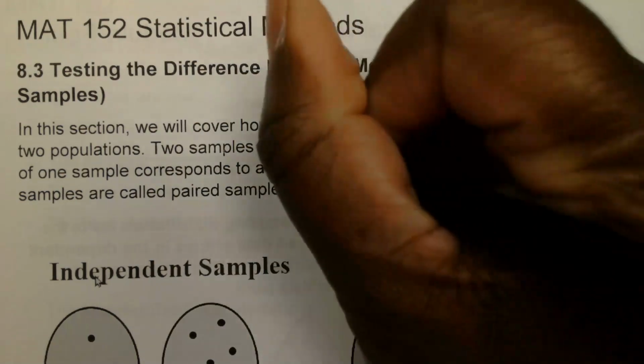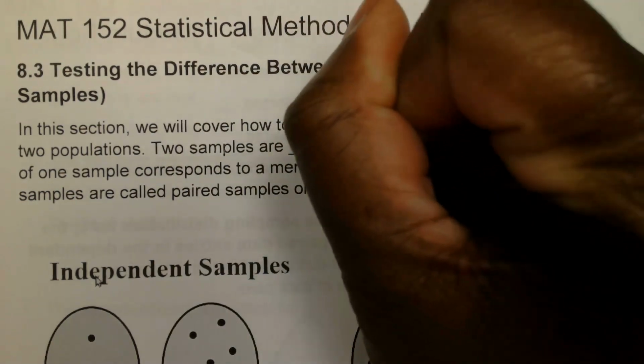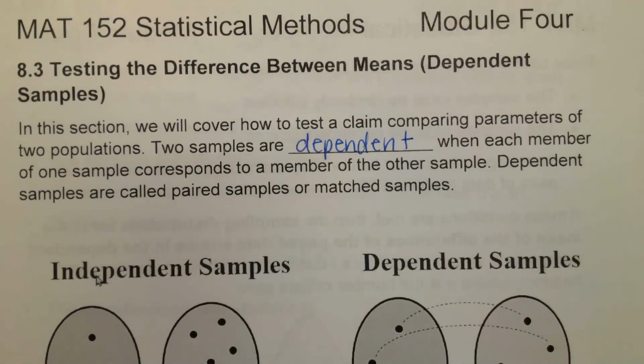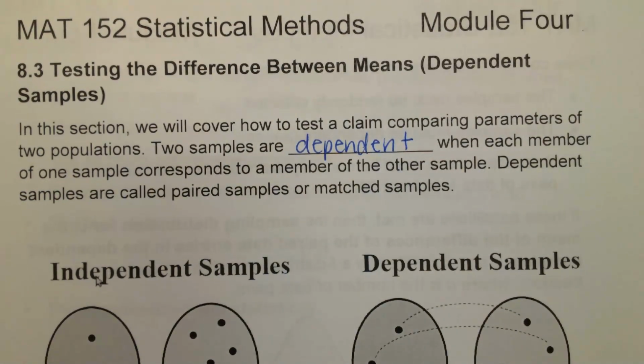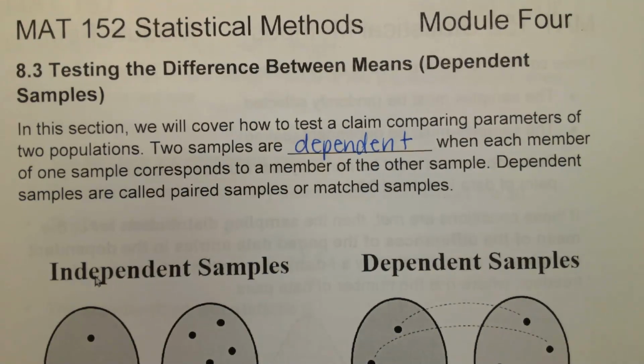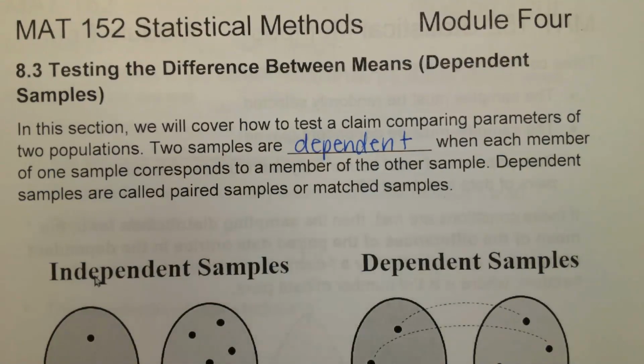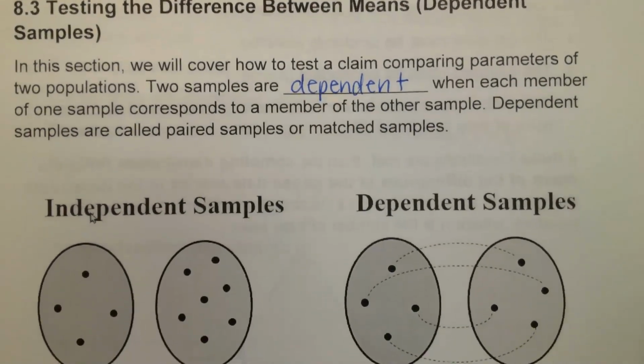So two samples are dependent when each member of one sample corresponds to a member of the other sample. And dependent samples are called paired samples or matched samples. So let's look at the difference between the two.